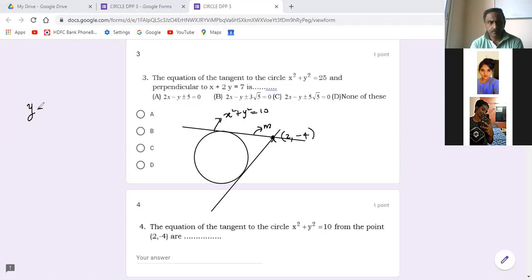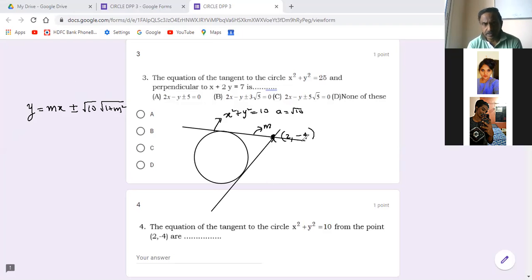y equal to mx plus or minus a, where a square is 10, so a is root 10. So y equals mx plus or minus root 10 under root 1 plus m square. Now in this equation, the only thing that I do not know is m. Everything else I know. So to find the value of m, what should I do?